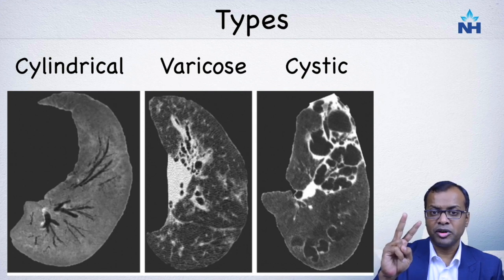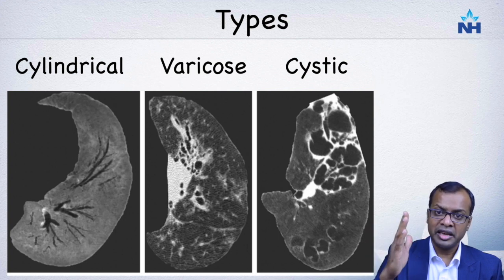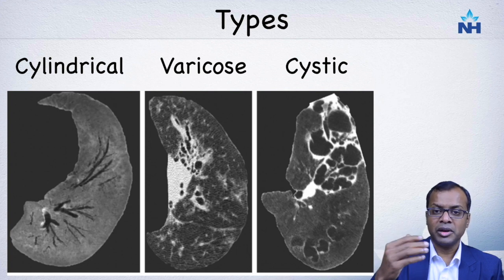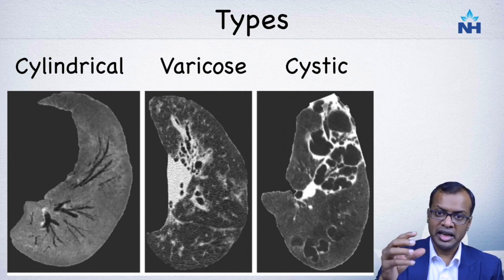The second type of bronchiectasis is called varicose bronchiectasis. Varicose bronchiectasis is basically irregular dilatation of the bronchi. Some areas are very much like cylindrical, while some areas are tortuous. These tend to be associated with areas of fibrosis or areas of post-infective change. The next common variety of bronchiectasis we see is cystic bronchiectasis. Cystic bronchiectasis is nothing but cystic replacement of the bronchi in the lung parenchyma.